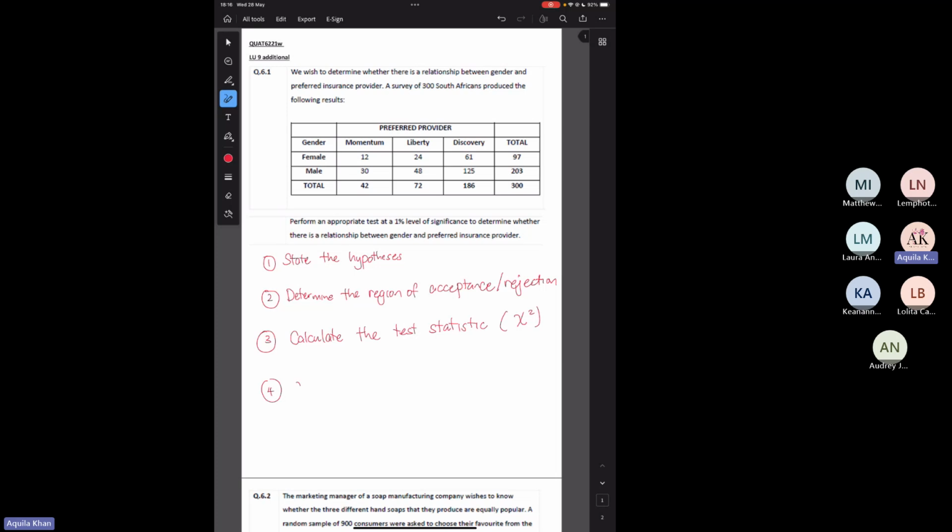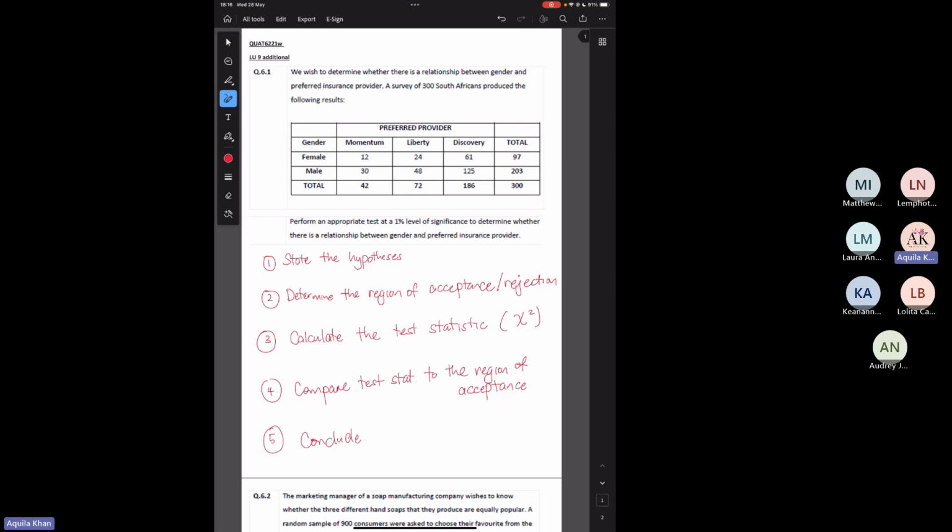Then the 4th step is to compare your test statistic to the region of acceptance and rejection. I'm just going to say to the region of acceptance here because I don't want it to become too cramped. And then the 5th step is to conclude.